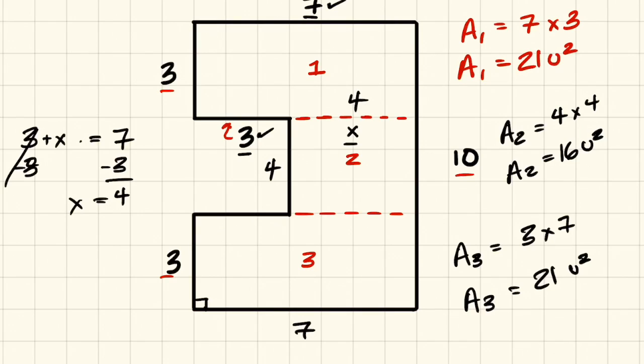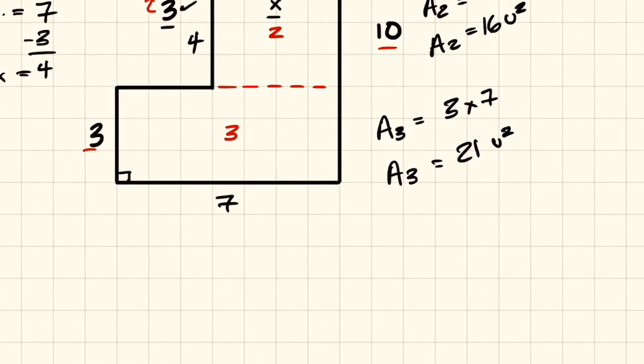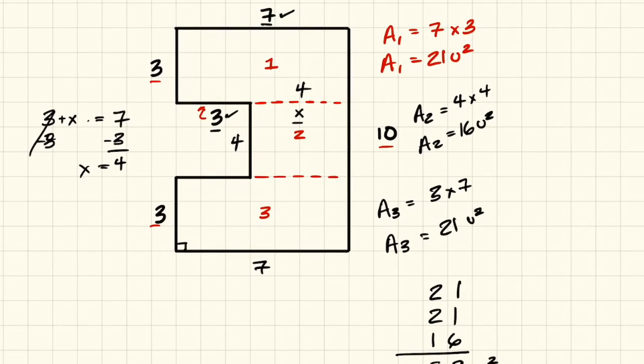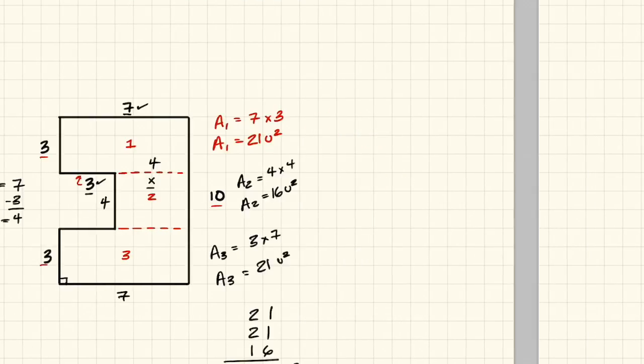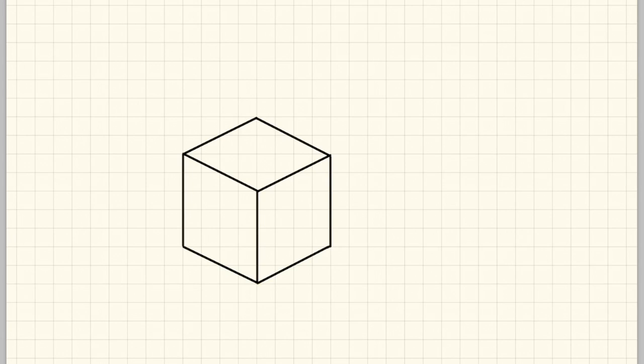And at the end, take them, add them all up. 21 and 21 is 42. Let me just show my work here so that I definitely model what my expectations are for you. 21, 21, and 16. 58 units squared would be the area of this whole shape. So again, different ways to look at them. Okay. Now let's chat volume real quick.